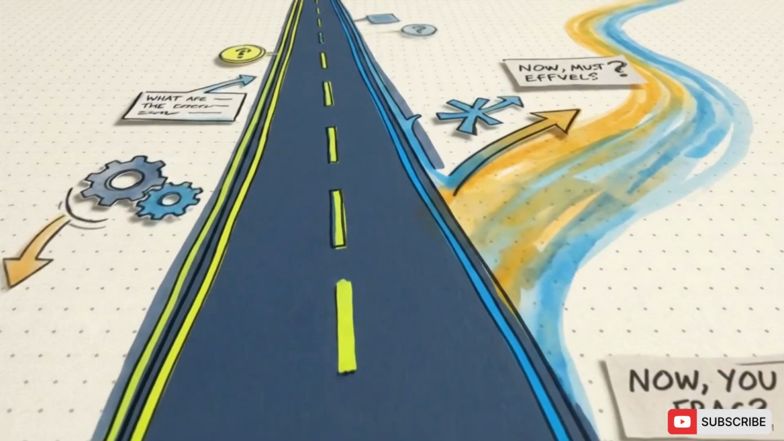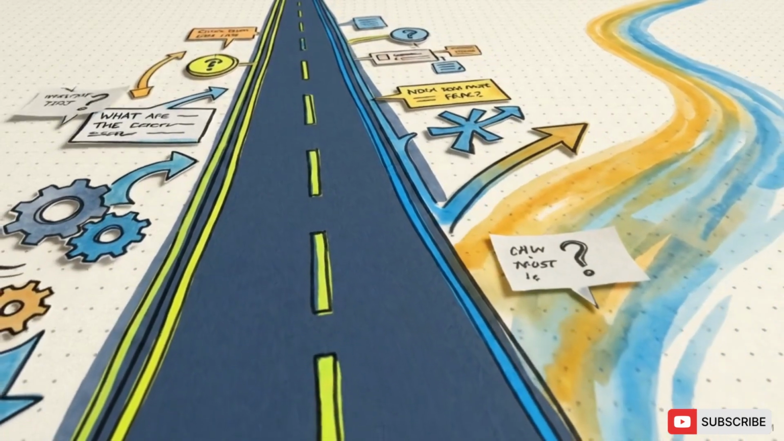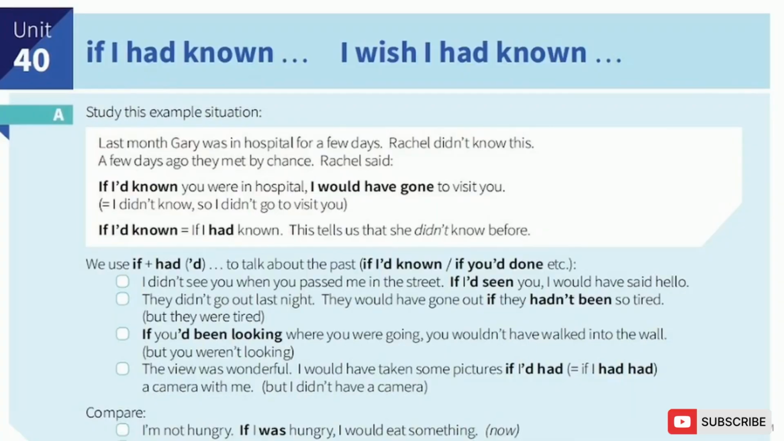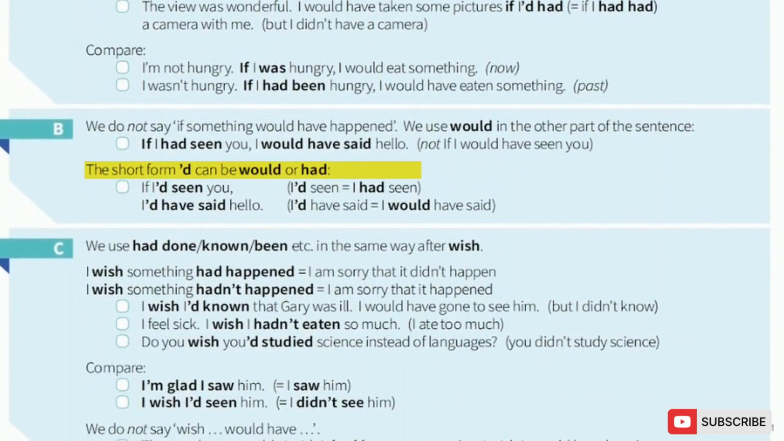Once that new timeline is established, you can move to the second half of the equation, the new reality that stems from the change. For the outcome, we see the required syntax, would have followed by a past participle. I would have gone to visit you. Section B reveals a confusion point. The contraction I'd represents two different words. In the trigger, had. In the outcome, would.